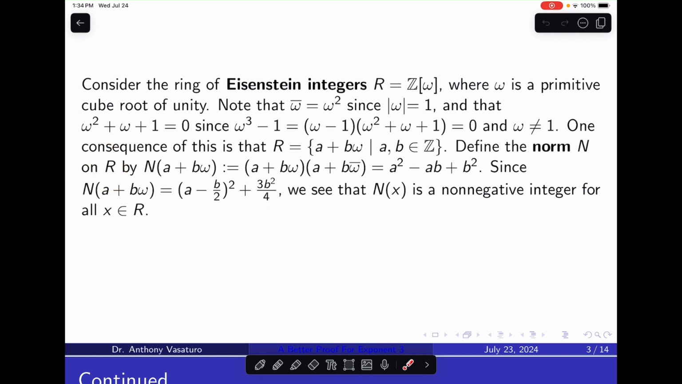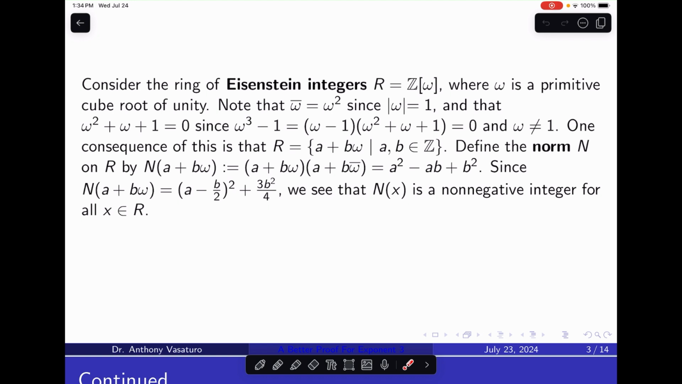Let's define a function, a norm we call it, capital N on the ring R. It takes in an Eisenstein integer, a plus b omega, and it spits out the product of its Galois conjugates, essentially. So it spits out a plus b omega times a plus b omega bar, which if you FOIL this out and use this fact here, you just get a squared minus ab plus b squared.